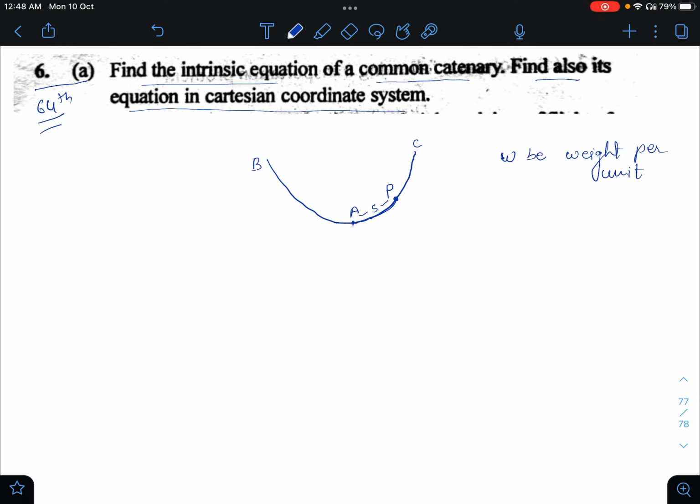So the total weight, or gravitational force, on AP is w into S, acting at the center of gravity of AP, that is wS. At point A, T0 will act horizontally to this side, and at P, a tension T will act in the direction of the tangent at P. Since AP is in equilibrium, these forces will meet at a point. The force wS will go through the intersection of T0 and T. Let us also assume that the tangent at point P makes angle psi with the horizontal.